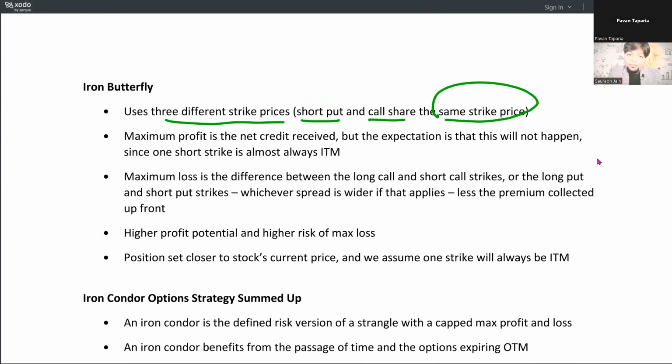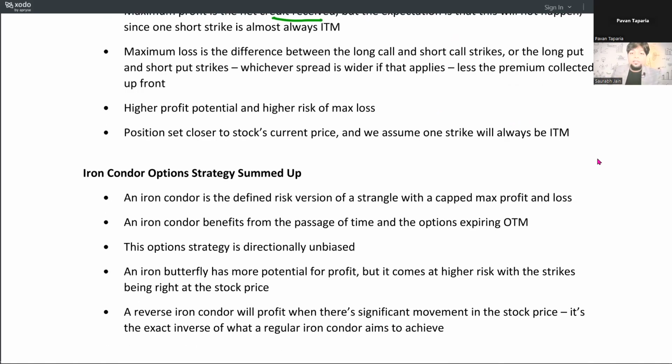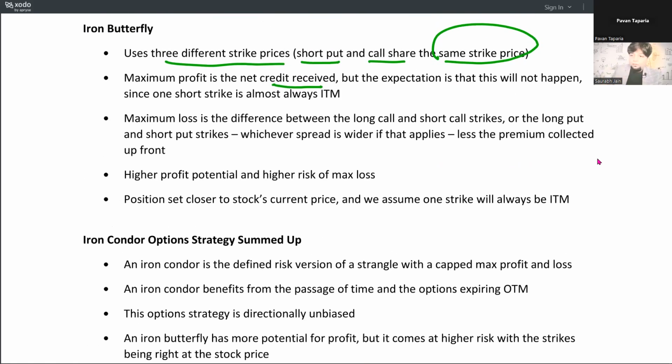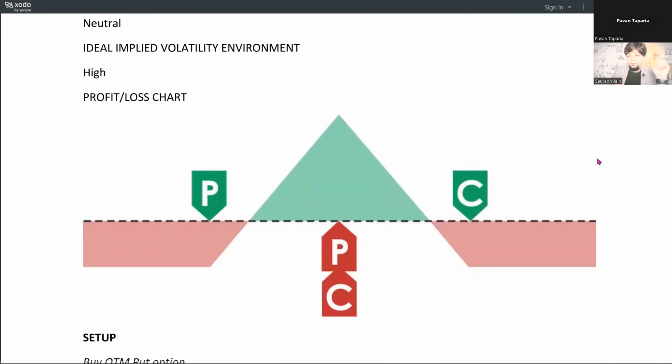Here also the maximum profit is the net credit received, but the expectation is that this will not happen since one short strike is almost always in the money, right? So what we are doing here in the iron fly is going to give you higher money or reward, but it also has a slightly higher risk because your area of profit is slightly short.